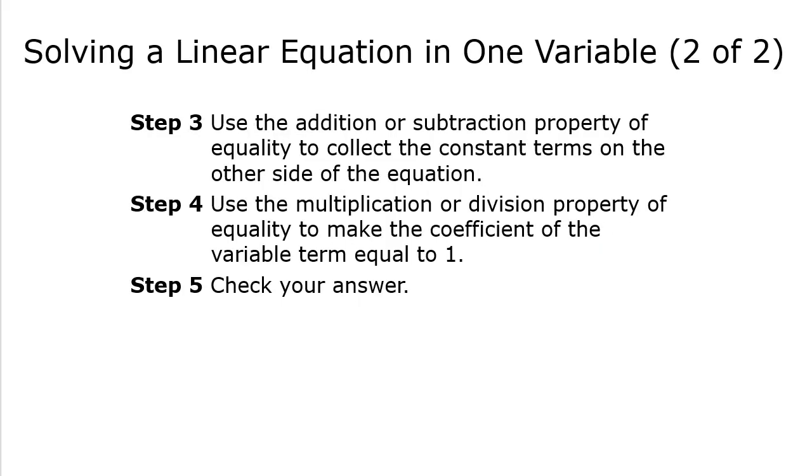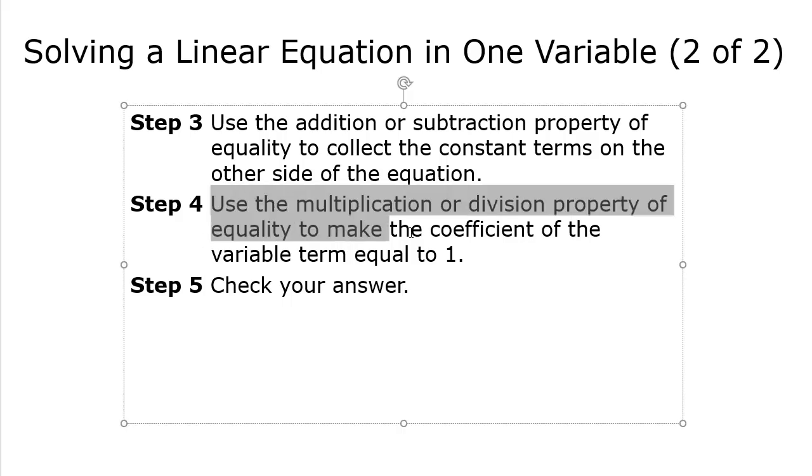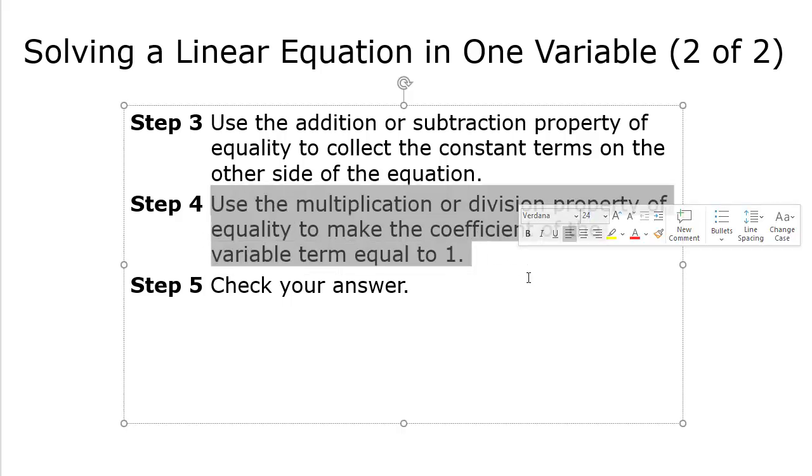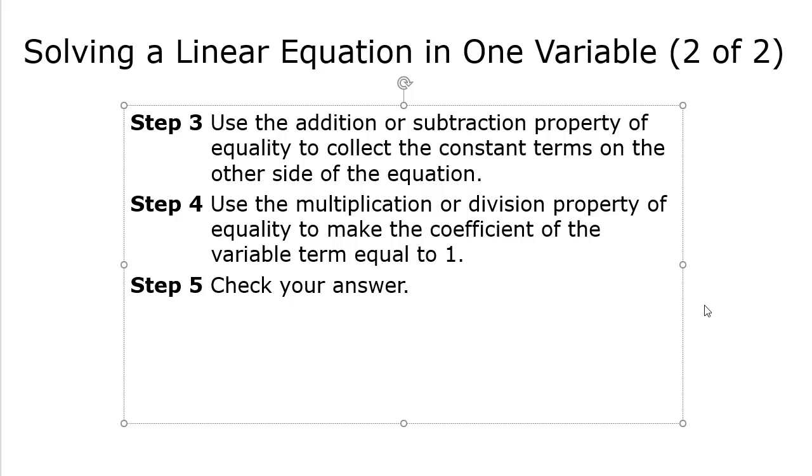And then once that's done, you use multiplication or division to get rid of the coefficient in front of your variable, which I say just means to simplify the variable. So instead of having 5x equals something, you divide by 5 and have x equals something. Instead of having 1/2 x equals something, you multiply by 2, so you have just x equals something. And then you're done. Last thing you do is you check.